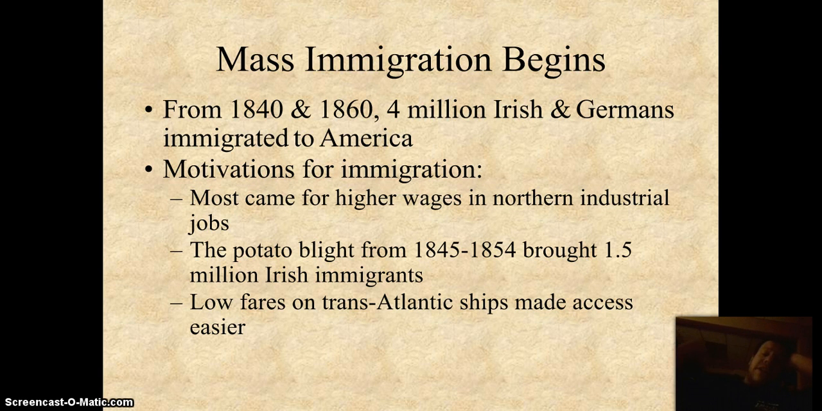But we have a lot of different reasons, push and pull reasons, for people coming to the United States. The first one is a big pull thing: the idea of high wage industrial jobs, lots of land for farming. Those kinds of things played a big role in people wanting to come here to the U.S.